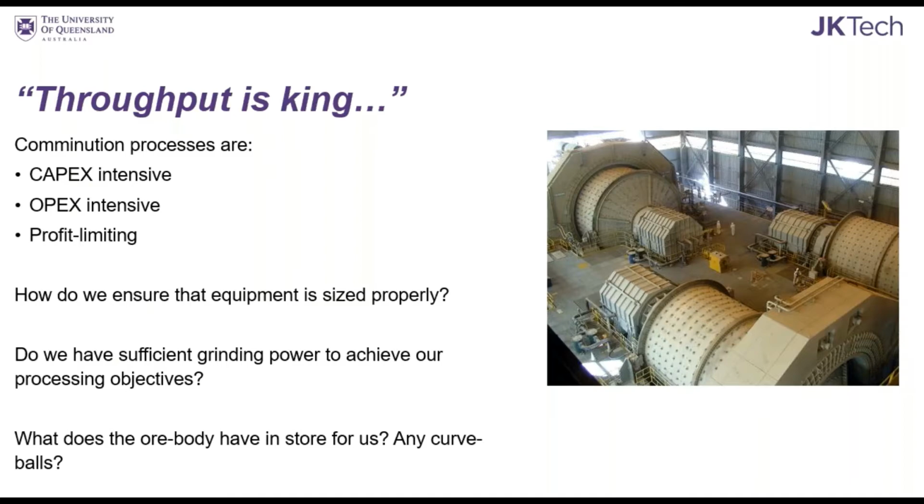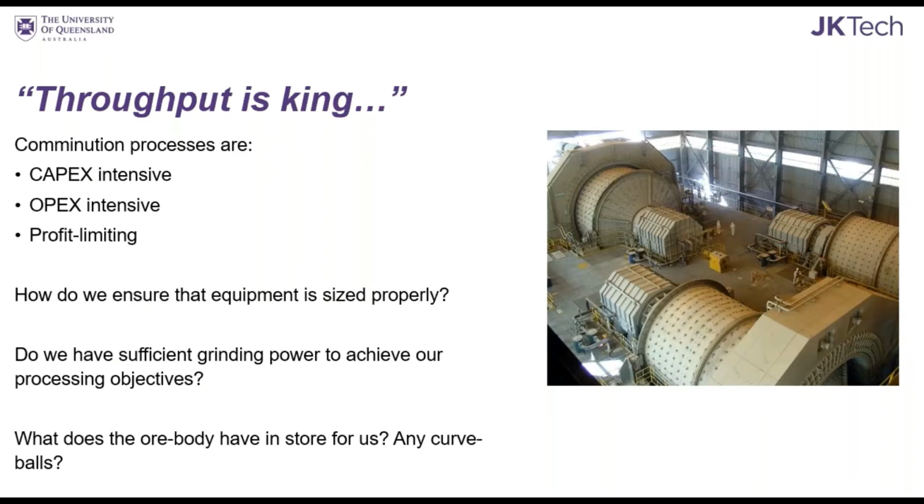Comminution processes are generally the most capital intensive part of building a mine. The equipment there is very expensive. The OPEX as well, so the consumption of energy, mill media and mill liners, often makes it the most, or at least one of the highest operating costs on a mine site. And all this obviously makes it the most profit-limiting process.